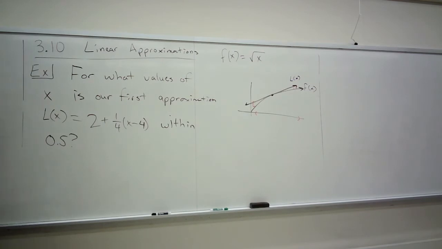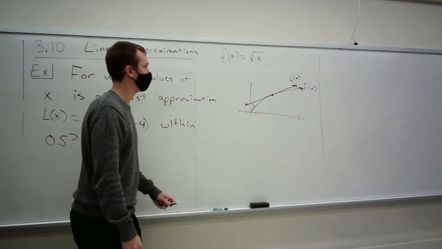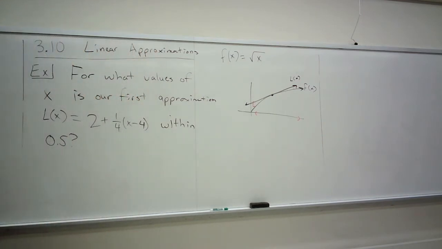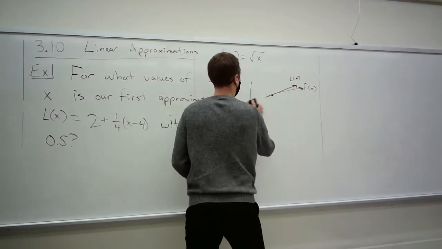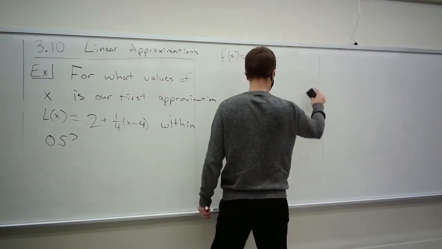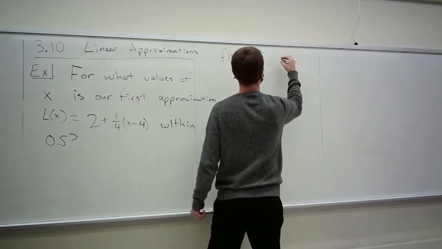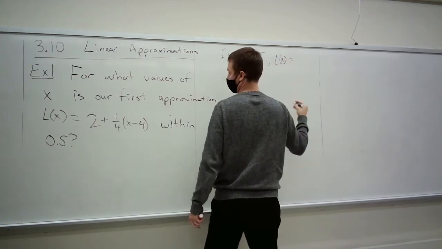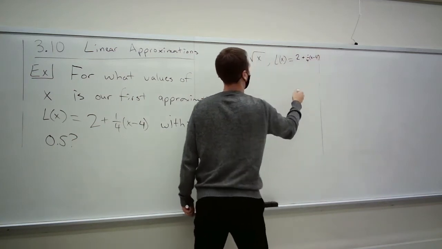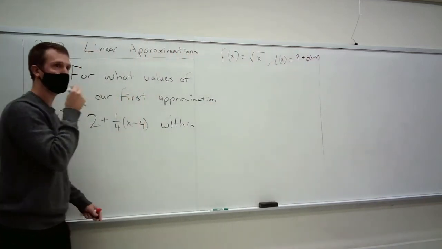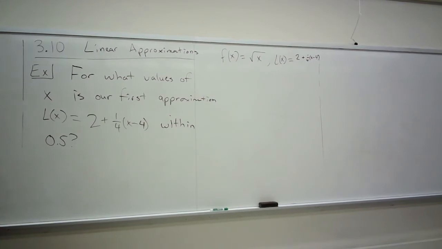Okay, so that phrase, close to, is going to be made precise here. Conceptually, we're good on that, I hope. Yeah. Okay. How can we determine, or how can we write down this in sort of a mathematical description? Something that tells us how far away these values are from each other.